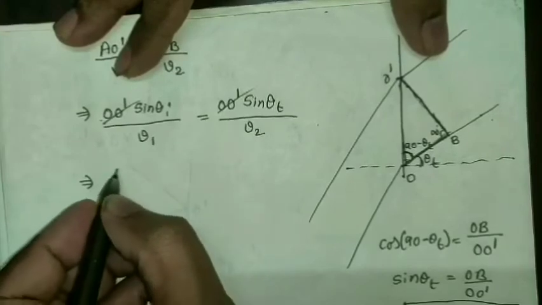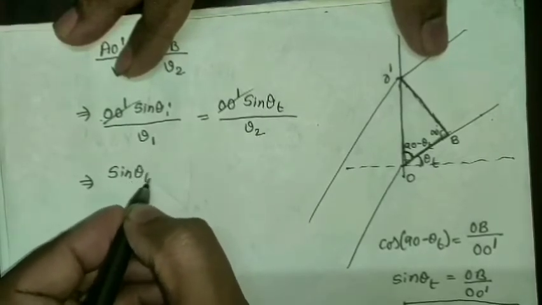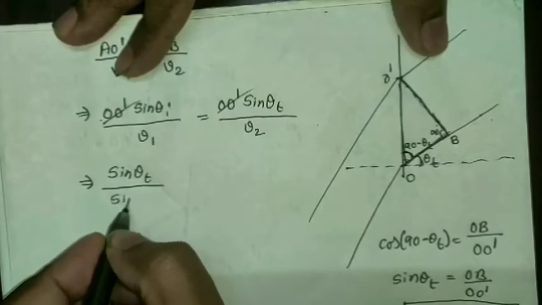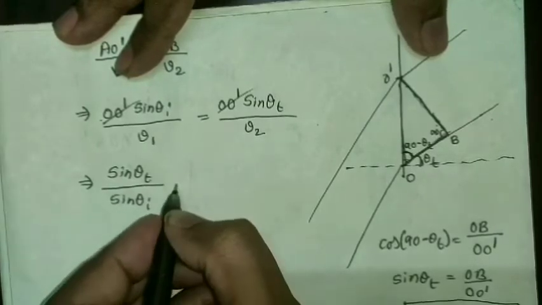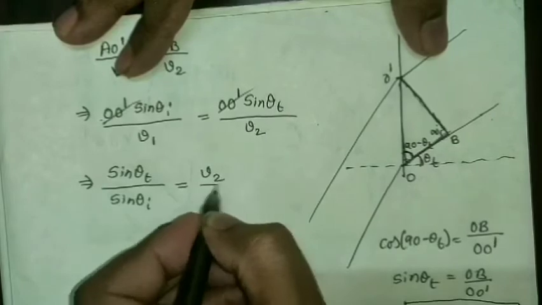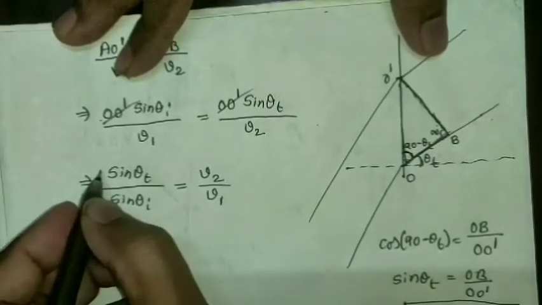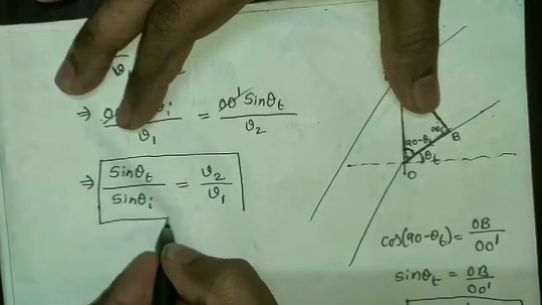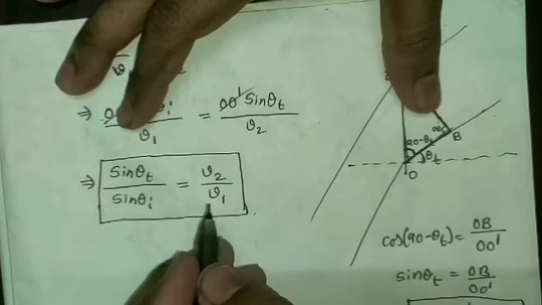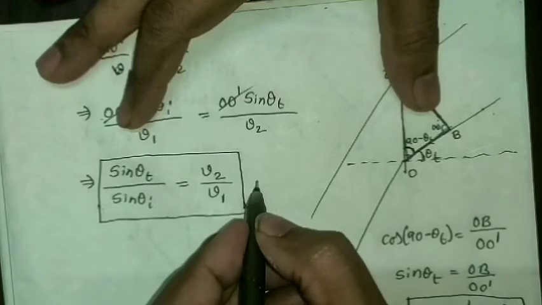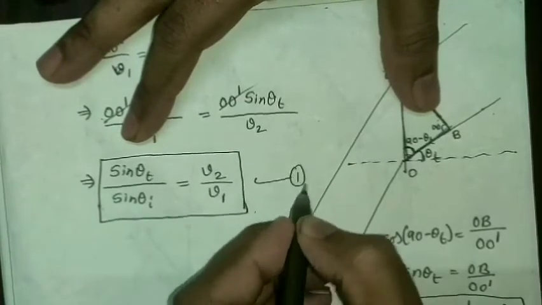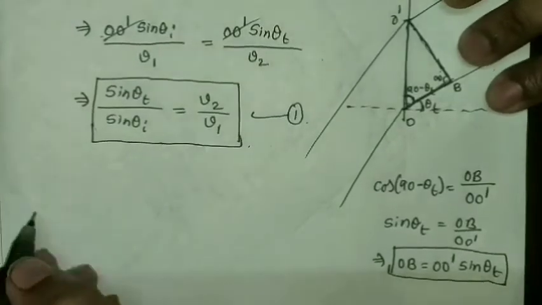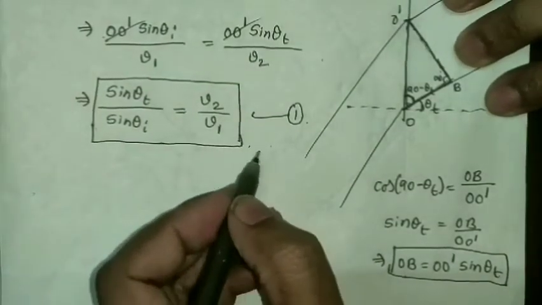So from this equation, what we have obtained is that the sine of the transmitted angle divided by the sine of the incident angle produces the ratio of the velocity in medium 1 to the velocity in medium 2. This is a very important notation. Let us call this equation 1.